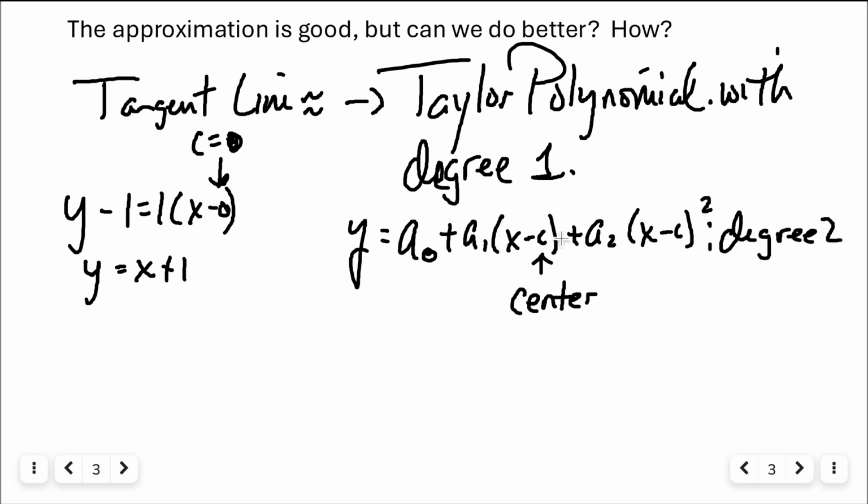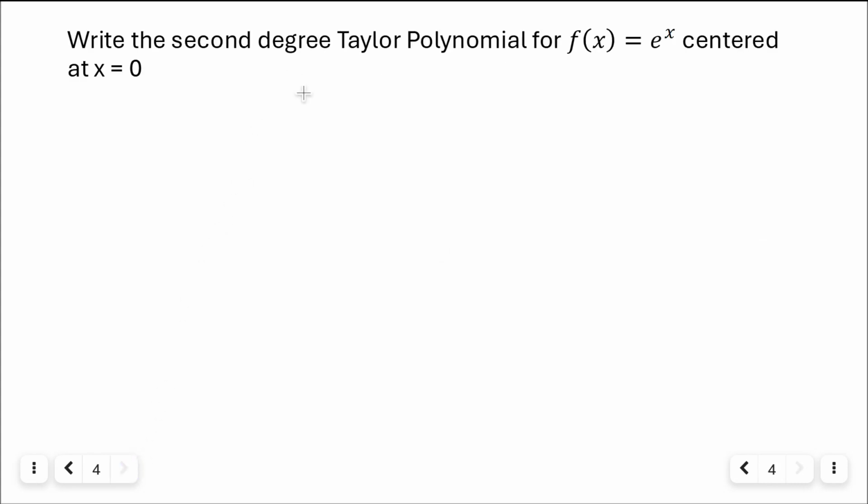Okay, so that's what this C actually represents. We're going to talk much more about that as we go along. But what I'm interested in is building a degree 2 polynomial for this function. How would we go about doing that? All right, so let's write the second degree Taylor polynomial for f of x equals e to the x, centered at c equals 0.